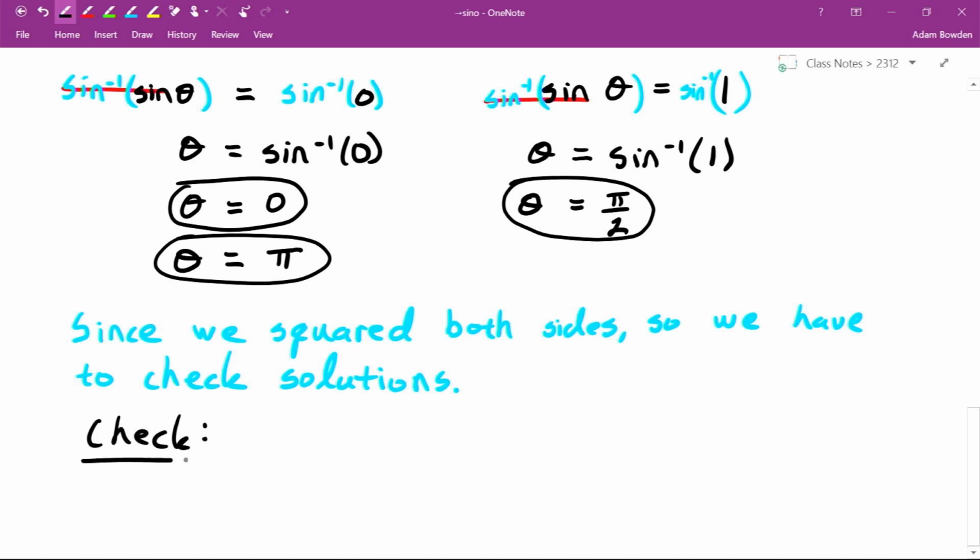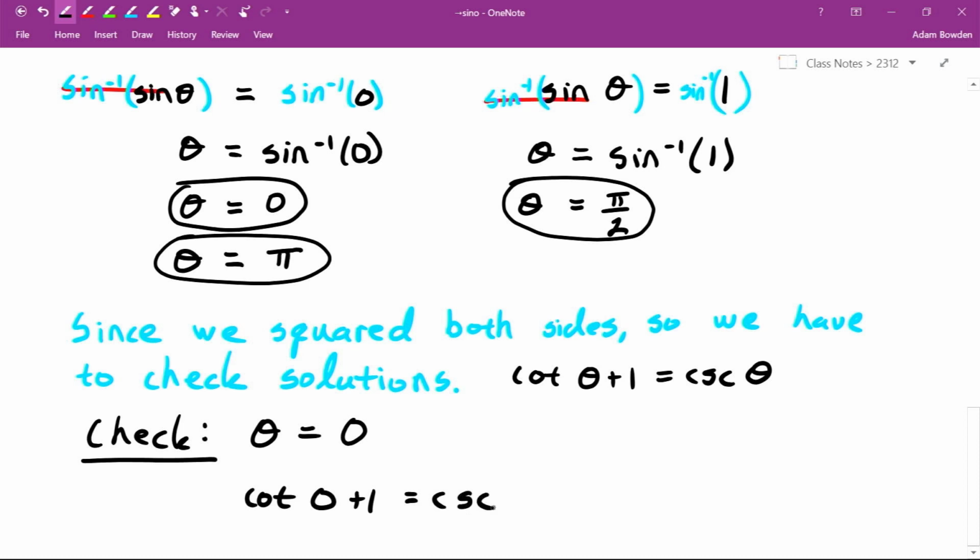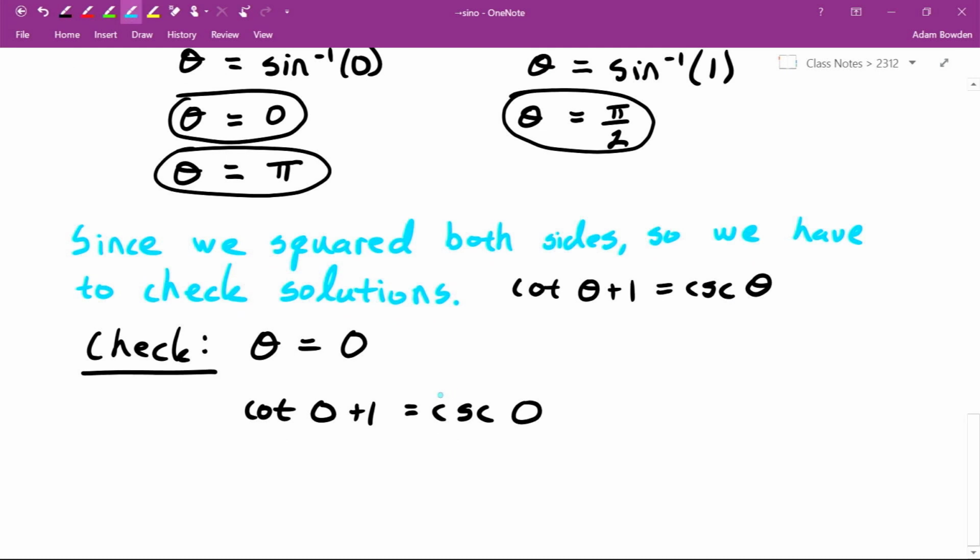So to do that, we'll start with theta equal to 0. If we go back to the original equation, again, original equation was cotan theta plus 1 equals cosecant theta. And we try to substitute that in for theta, it would look like cotan 0 plus 1 equals cosecant 0. However, there's an issue with that. Cosecant of 0 is undefined. So what that tells me is that we can't actually use this in our answers. It's not actually a solution.